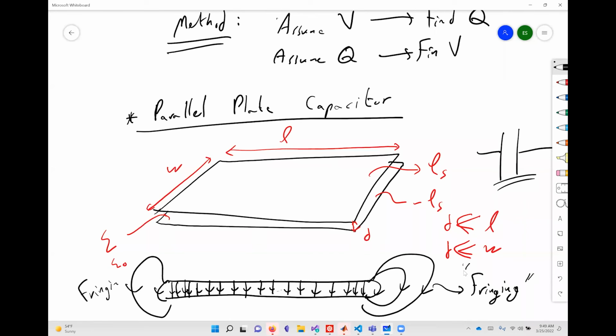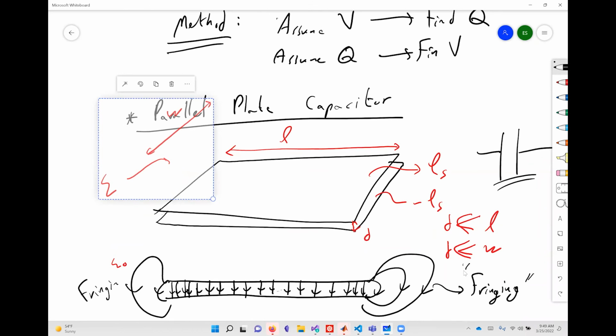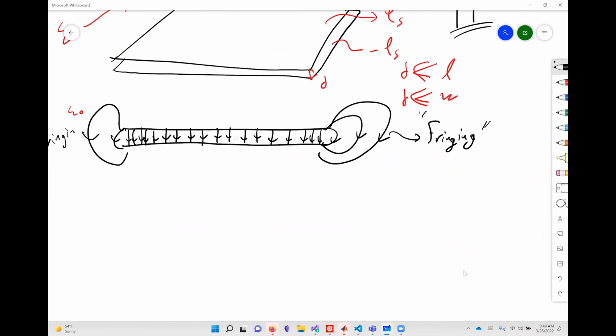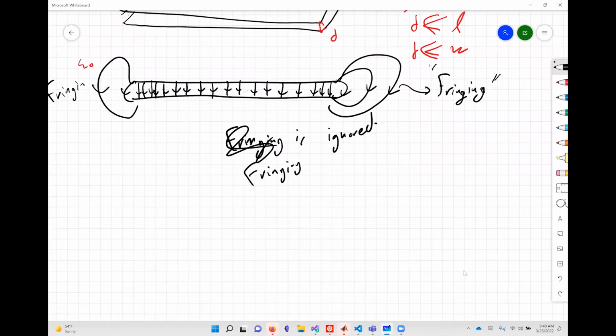Fringing is not good. Fringing is a non-ideal phenomenon. So the approximation is that the field is uniform. Fringing is a second order effect, so typically we will ignore fringing. It's a side effect that we want to minimize. People always try to figure out a way to minimize fringing.